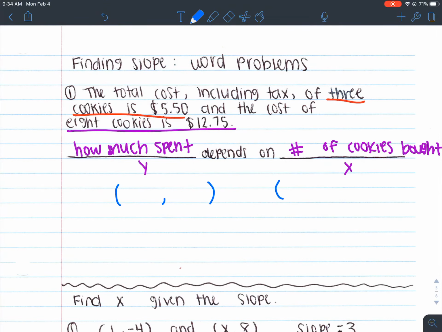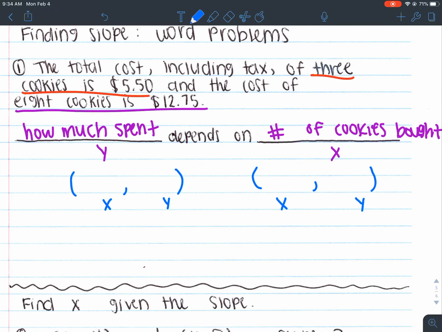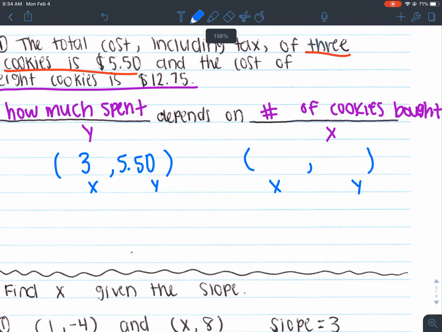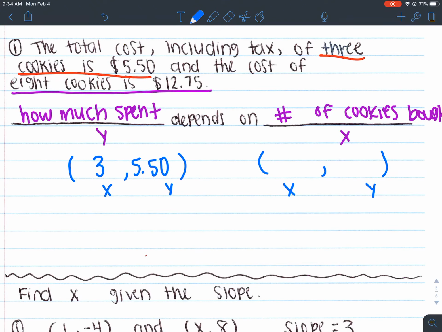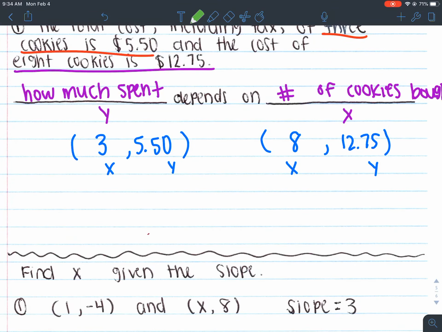So I can actually go ahead and make ordered pairs here. I have my x and my y. Okay? The first set of information I have is that 3 cookies is $5.50. Well, the number of cookies is my x, so I'm going to put 3 over here, and then the cost of that was $5.50. So then what do you think my other ordered pair is going to be? That's going to be 8 cookies and $12.75. So I actually have 2 ordered pairs here.